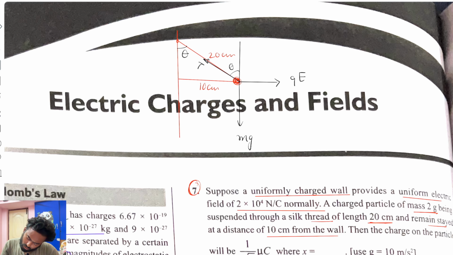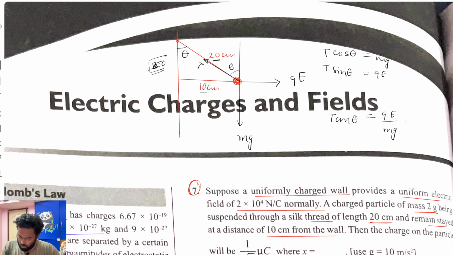called tension. So if you break it into components, T cos theta will be equal to mg and T sin theta will be equal to QE. Dividing both of them, tan theta will be equal to QE by mg. Now if you take this length 20 and this 10, this one will come root over 300 using Pythagoras theorem. So tan theta will be how much? 1 by root 3. 1 by root 3 equals QE by mg.